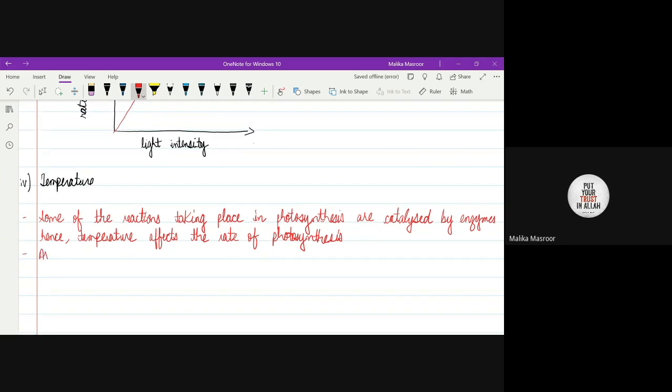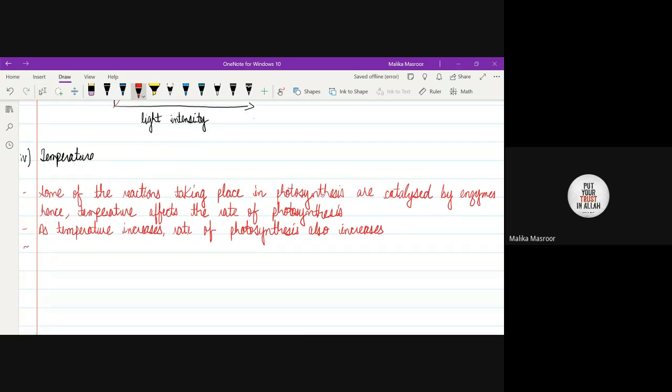So similarly, as temperature increases, the rate of photosynthesis also increases. And again, this is also until a certain point, because photosynthesis involves enzymes and they can get denatured at high temperature. We talked about this yesterday.